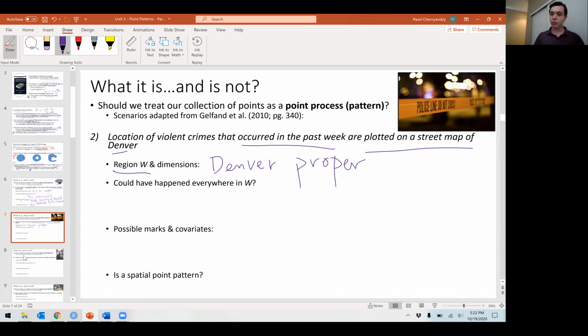Could it have happened everywhere in W? Well, again, things get a little bit interesting. What are you recording? Are you recording street addresses? Are you recording lat longs? If this is a street map, that's some grid-like structure. Are you recording that a murder happened inside of a building right here in between the streets? Or are you just recording the street address? And so all of your murders are going to be lined up like this in linear patterns.